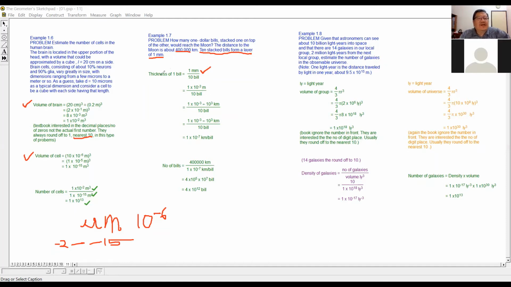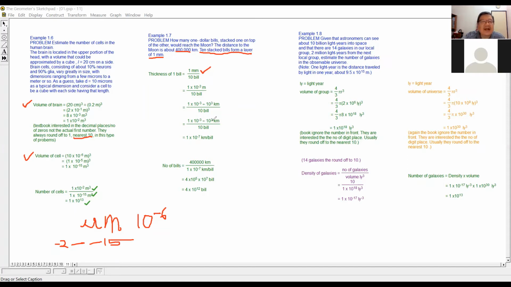So first I find the thickness of a $1 note. I use 1 millimeter divided by 10 pieces. Now 1 millimeter is 1 times 10 to the power of minus 3 meter. Now that's not good enough because it's not consistent, so I have to change to kilometer. So I use the same number, 1 times 10 to the power of negative 3. I divide by 1000 to change to kilometer. 1000 is 10 to the power of 3.